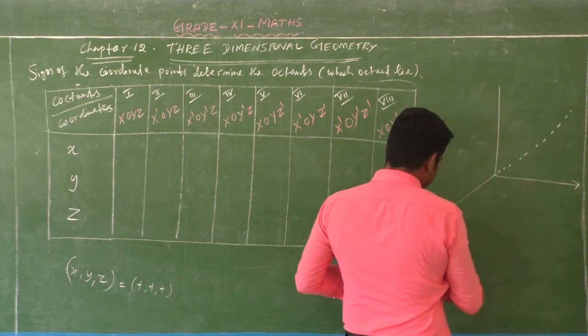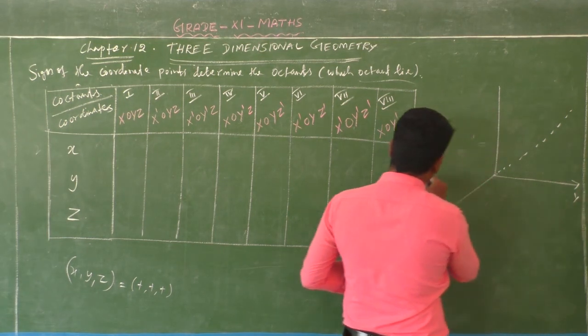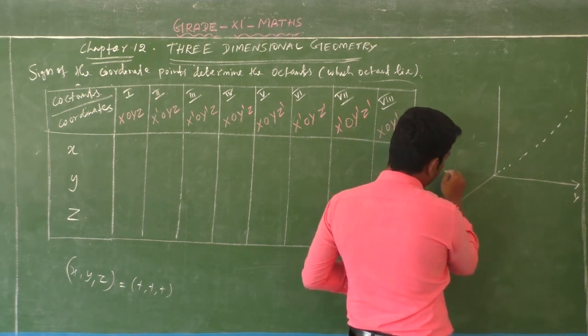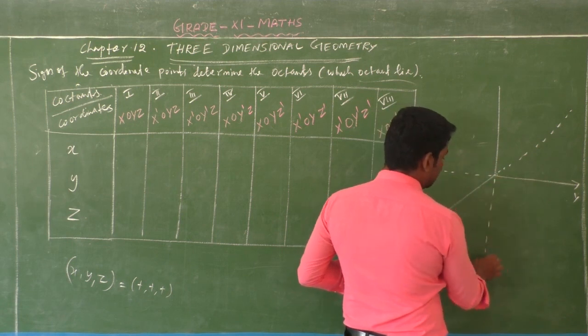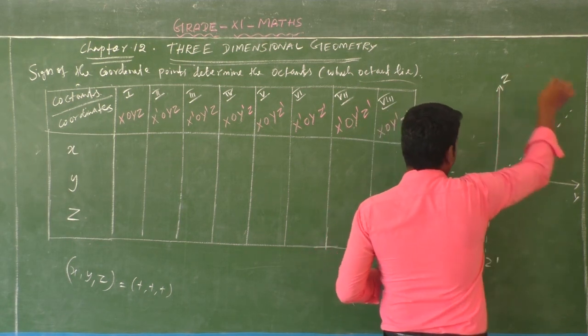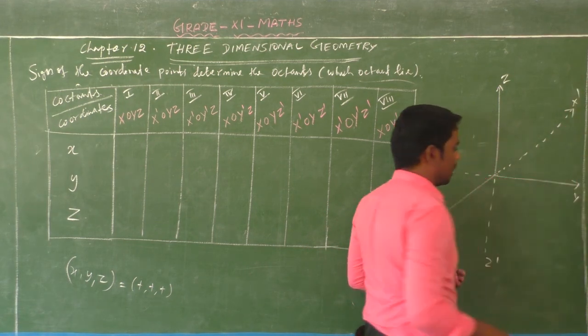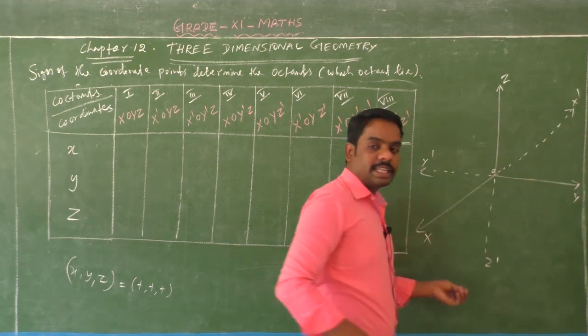This is x axis. This is y axis. Y dash. This is z dash. This is z. X dash. Listen. What was the origin?